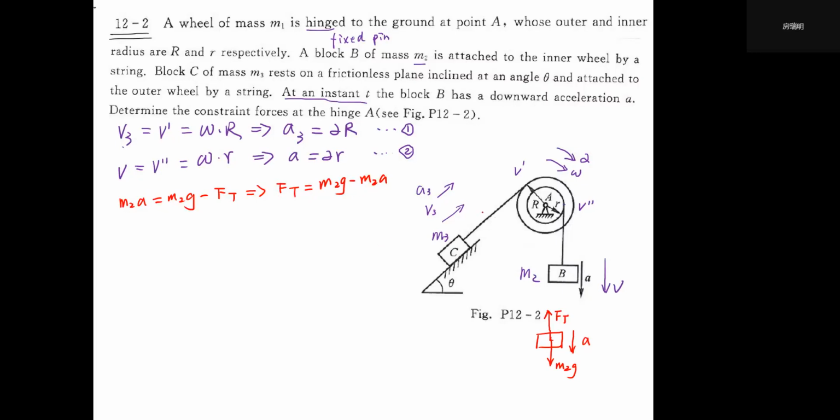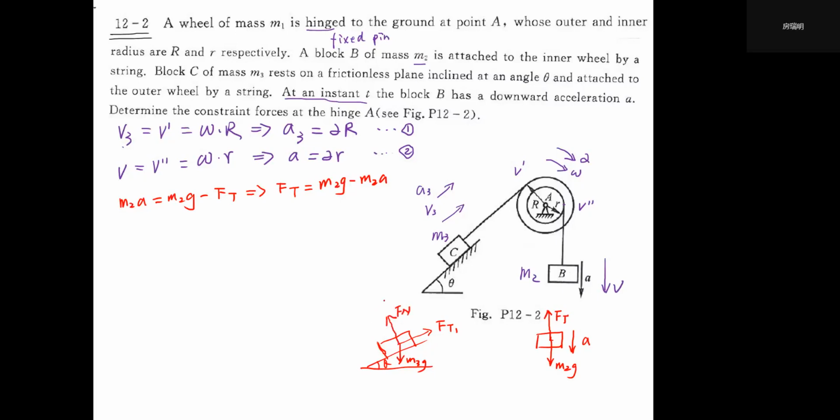And once again, we should do this. You see, we can find this one because it will have another tension, Ft1, from this string, and it will have its weight m3g, and it also has a normal force Fn.